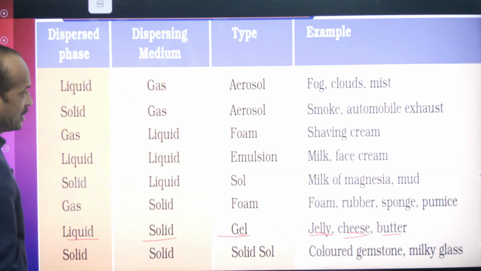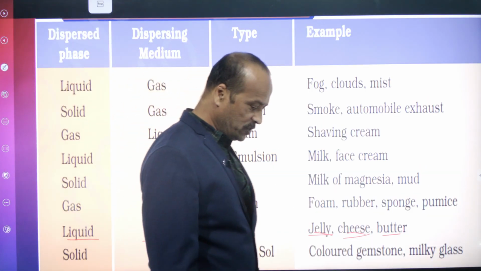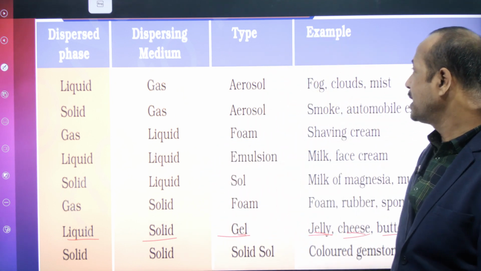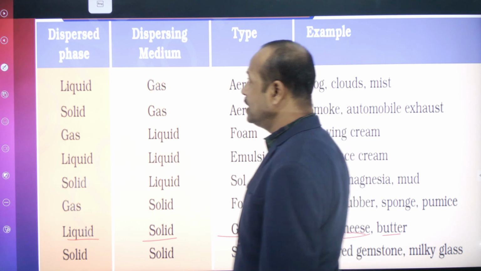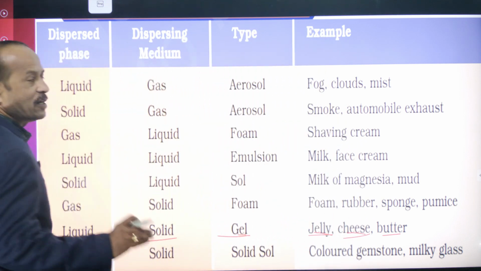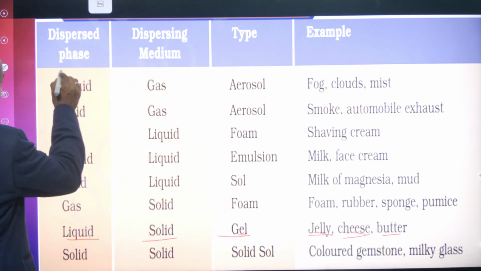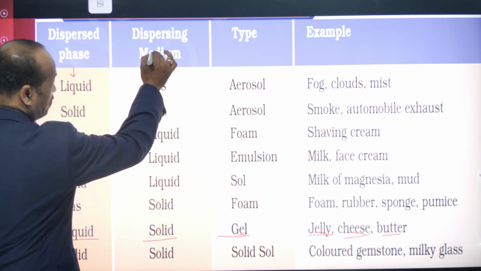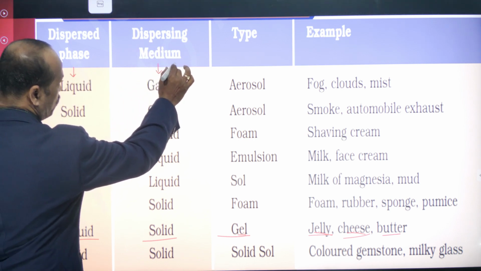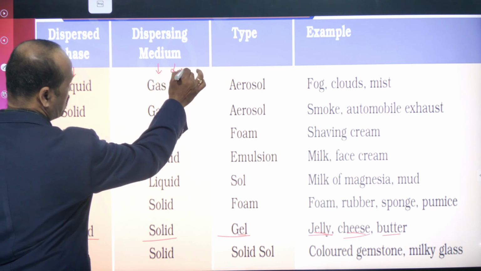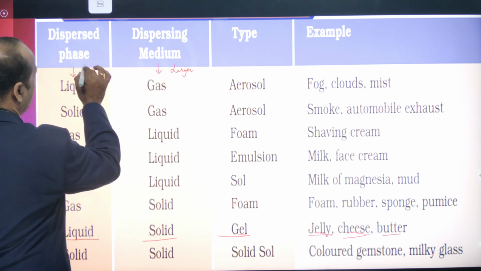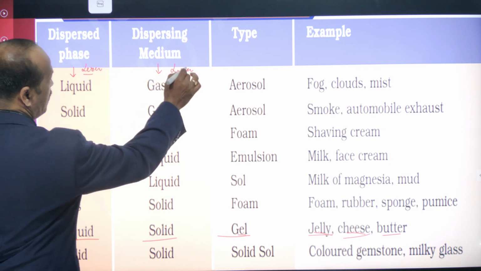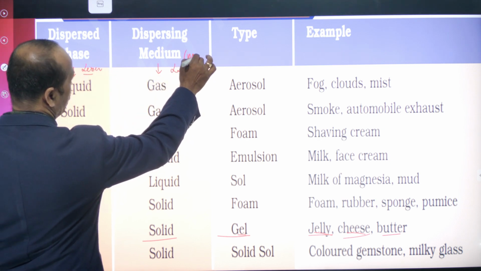These are the examples you can see here: dispersed phase, dispersion medium, and the type of solution and example. This is also important, students. Dispersed phase means which is less in quantity. So on this side all are lesser in quantity, and dispersion medium is all larger in quantity, meaning more in quantity.